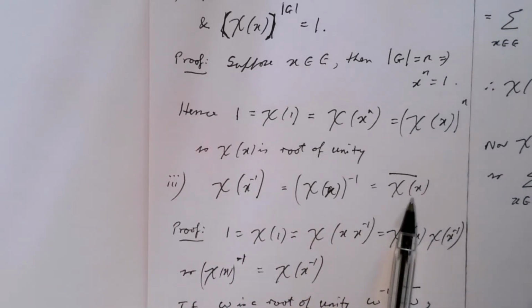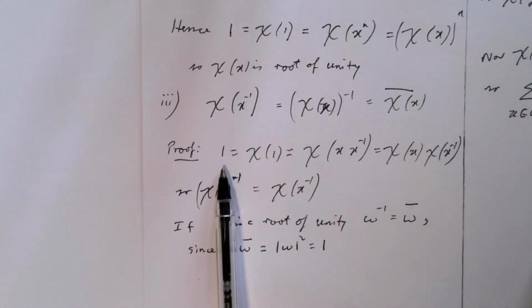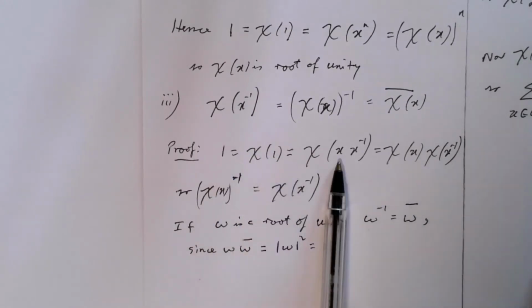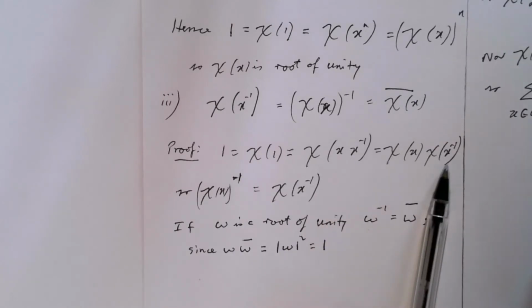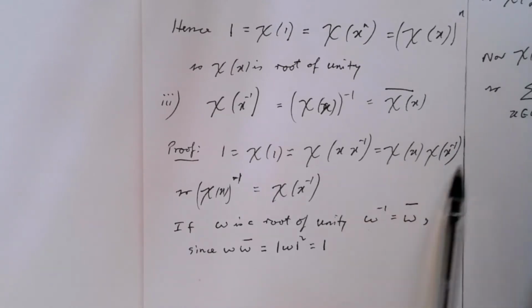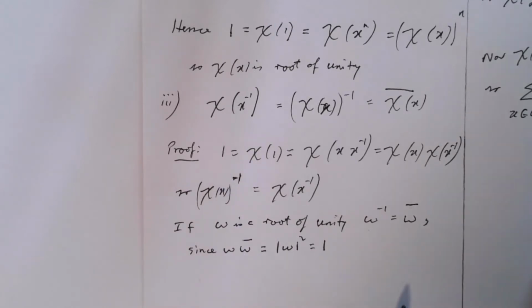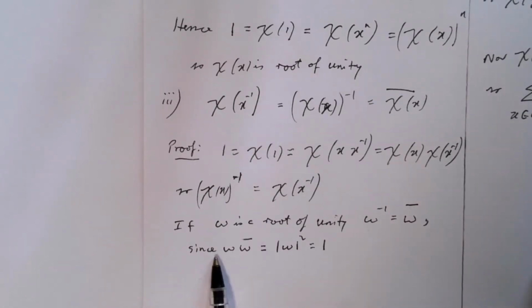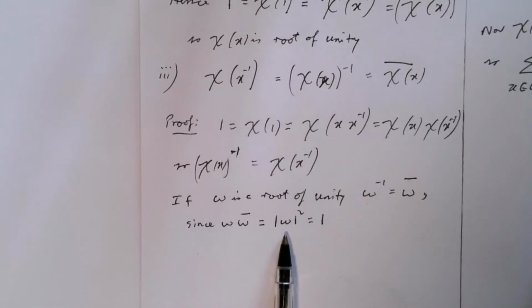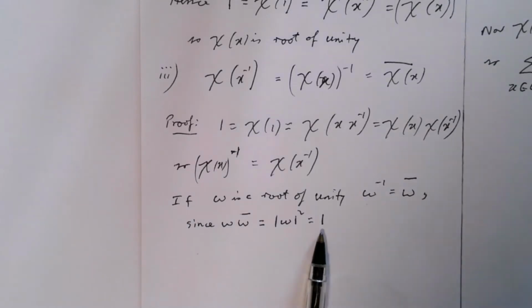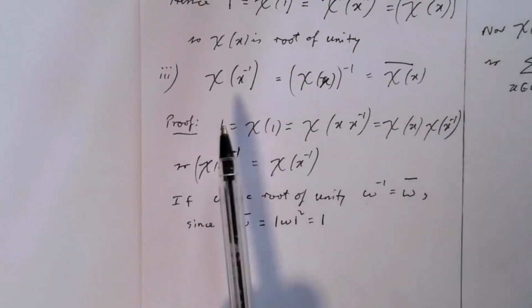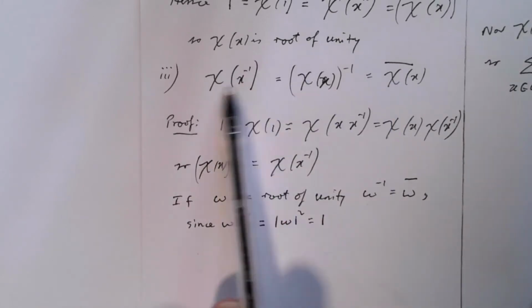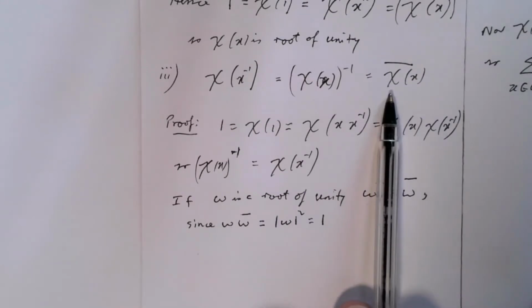We want to prove that next, and again we start off with the fact that chi of 1 is 1. I can write 1 as x times x inverse, split this up into chi of x times chi of x inverse, and then we can see that chi of x inverse is the inverse of chi of x. This is what you multiply it by to get the identity. Moreover, if omega is a root of unity, then omega inverse is omega bar, since omega bar times omega is the modulus of omega squared. In this case these are roots of unity, so the modulus is 1. That confirms the second part, that chi of x inverse is equal to chi bar of x.